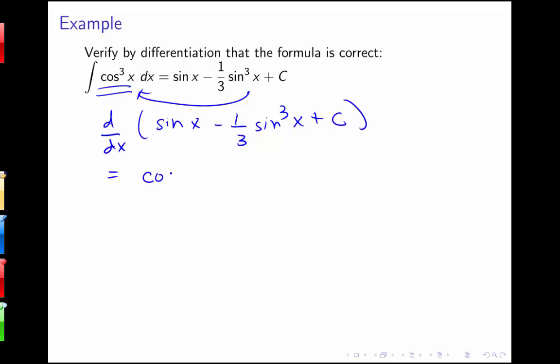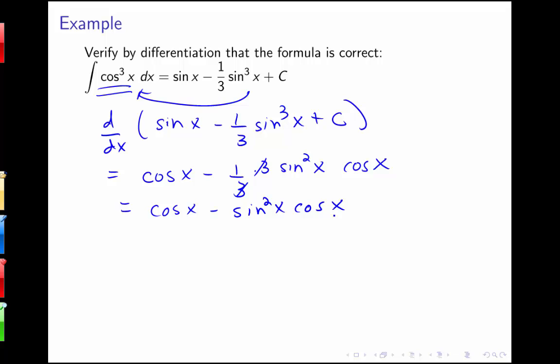So our derivative of sine x is cosine x. The derivative of 1/3 sine cubed x would be 1/3. Let's see, sine cubed x is sine of x cubed, so this would be times 3 sine squared x times cosine x using the chain rule, and the derivative of c would be 0. So I've got cosine x here, let's see, minus sine squared x cosine x. Okay, so we can factor out a cosine x. So we have cosine x, 1 minus sine squared x.